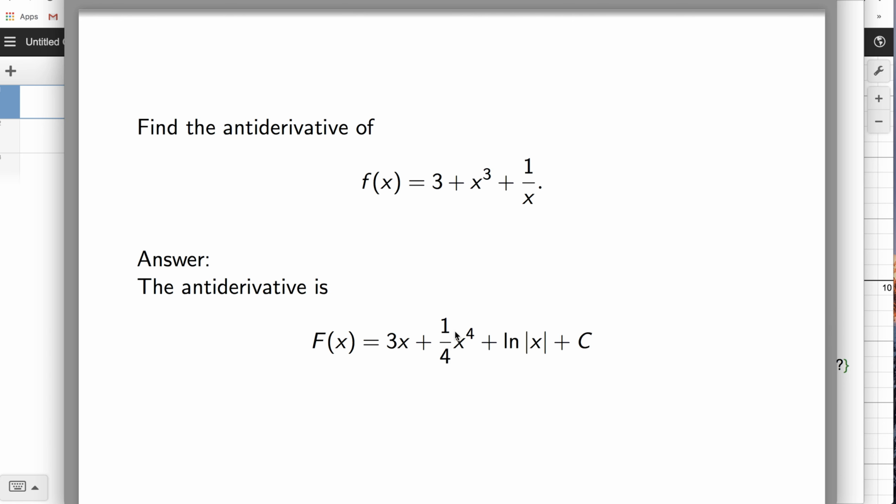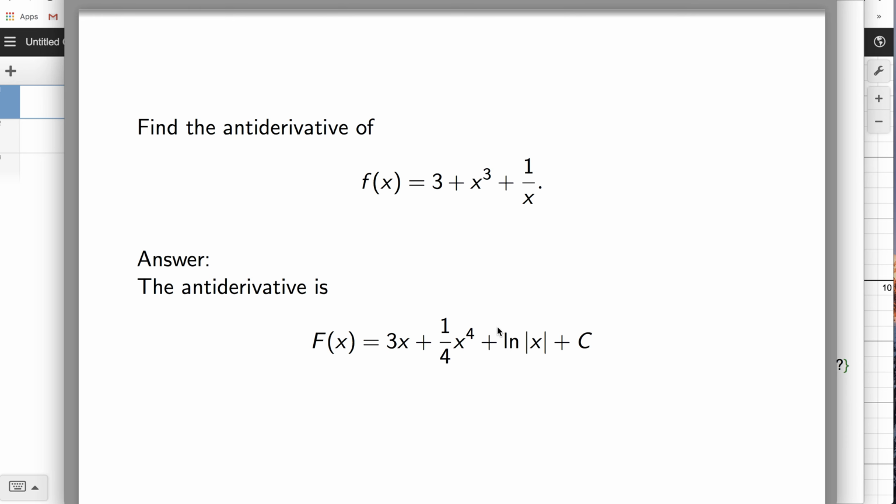And then we divide by 4 in the front so that when we use the power rule, those 4's will cancel. And then we learned a rule that the antiderivative of 1 over x is the natural log of absolute value of x. And then, of course, we add a constant because we can add any constant and it won't affect the derivative.